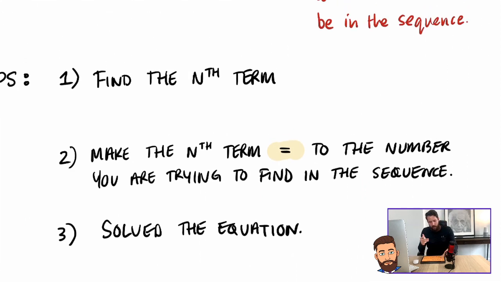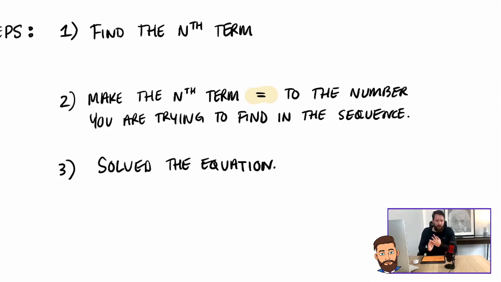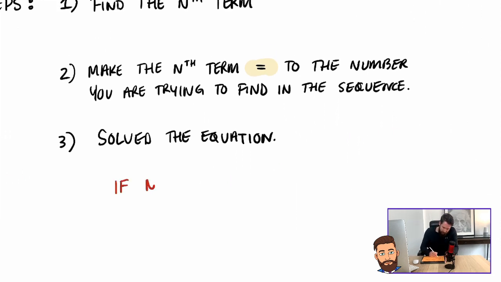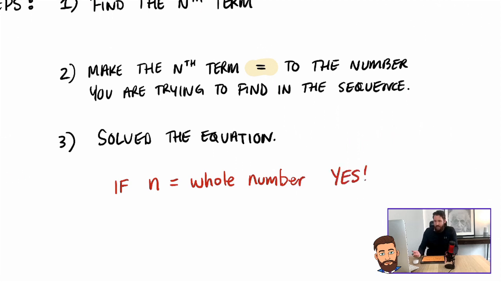Okay, so very simple steps. If you've done sequences 1 and 2 in my lesson series, you should be able to do the first step. Step 2 is easy. You literally just make an equation, you just make it equal to a number. And step 3 is solving the equation, and hopefully you're confident at solving basic equations. So the last thing we should add here is, if n equals a whole number, then yes, it is in the sequence. If n equals a decimal or a fraction, so not a whole number, not a whole integer, then no, it is not in the sequence.